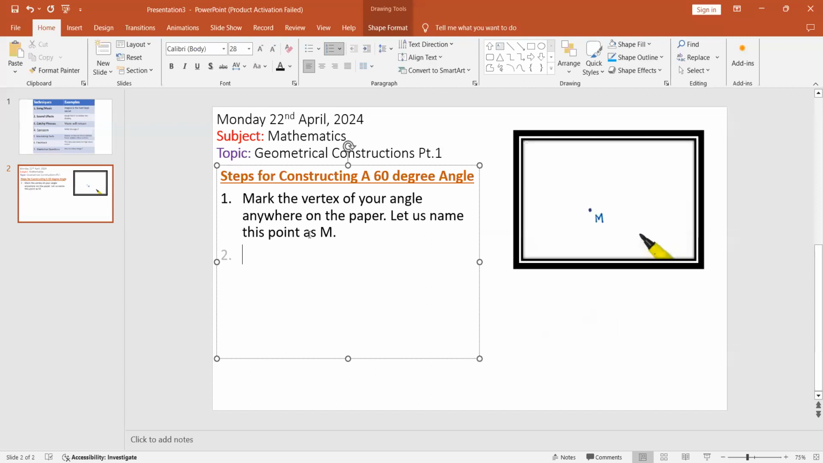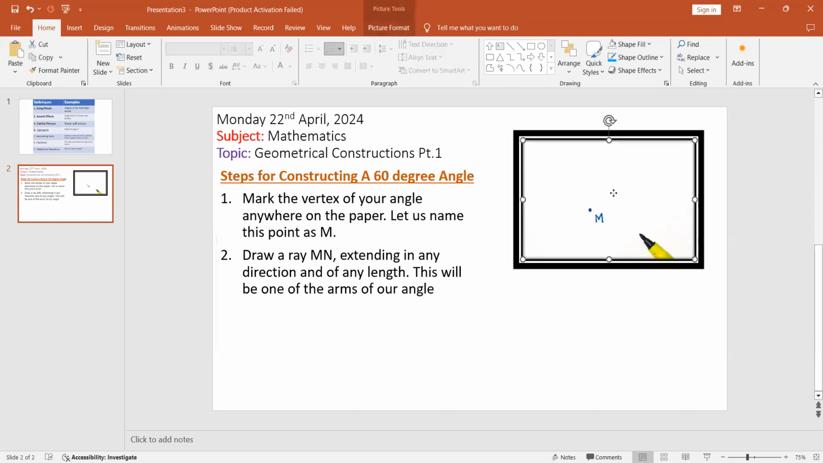The second thing that you want to do is you want to draw a ray, okay? Now, a ray is just basically a line with an arrow, right? That has an endpoint. So we're going to say draw a ray MN, right? Extending in any direction and of any length. Now this ray is going to be one of the arms of your angle.